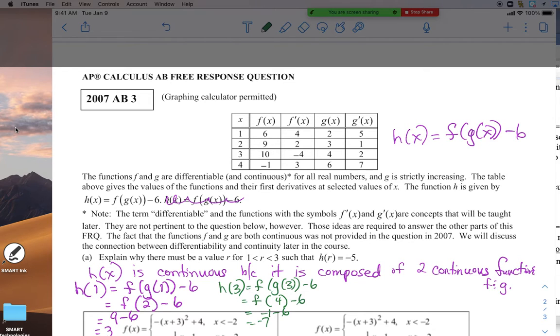So you always have to state those two conditions. So I have -7 is less than -5 is less than 3. So now I've met the two criteria. By the intermediate value theorem, there exists a value r on 1 to 3 such that h of r equals -5. Okay, so when you're doing intermediate value theorem, you have to state those two conditions.